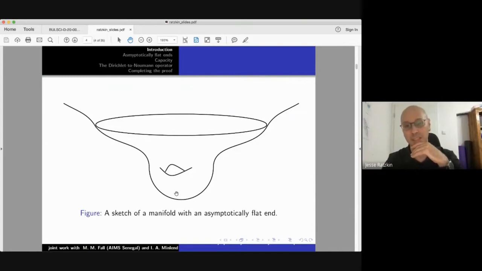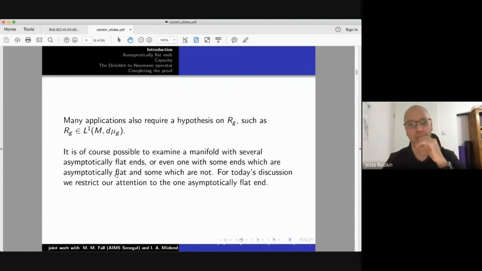So here's maybe a picture of something. You have a compact region in here, which might have some topology or might not. And then outside of a large ball, you have something that looks like it's, as you go out towards infinity, becoming ever and ever flatter. One thing I want to mention is that many applications also require some sort of decay hypothesis on the scalar curvature. A frequent one is, for instance, that your scalar curvature is an L1 function.